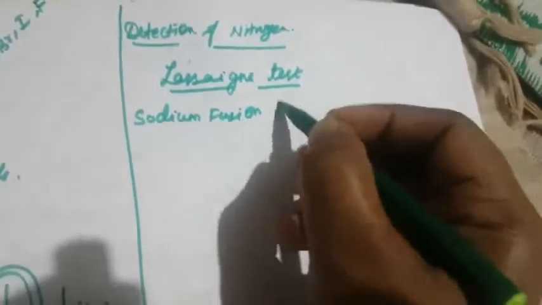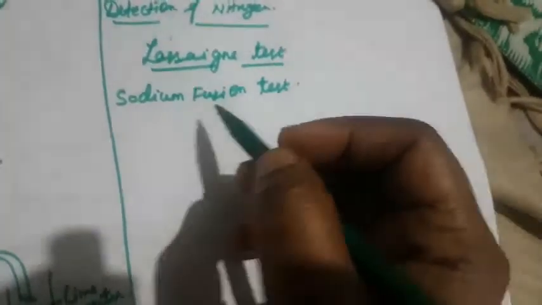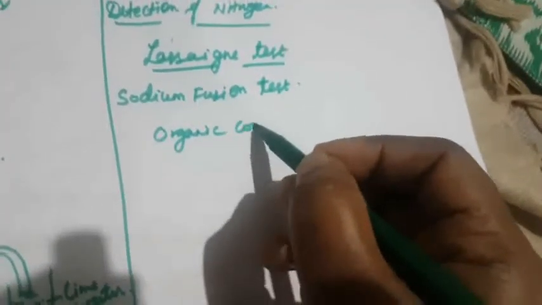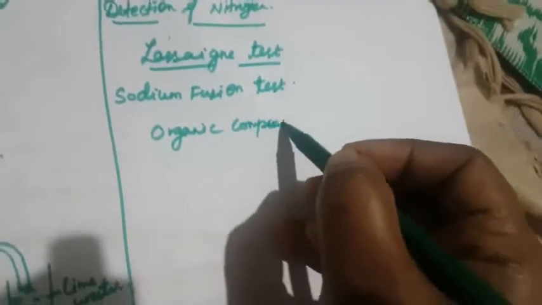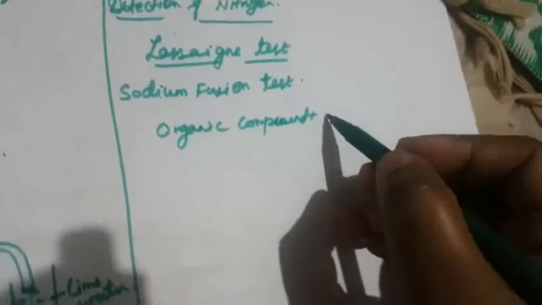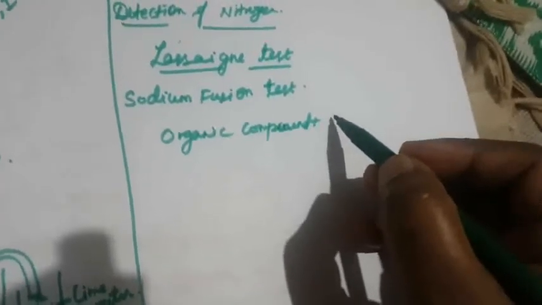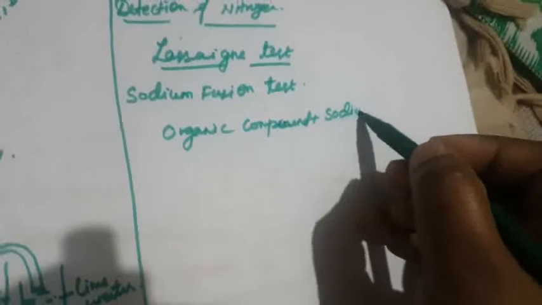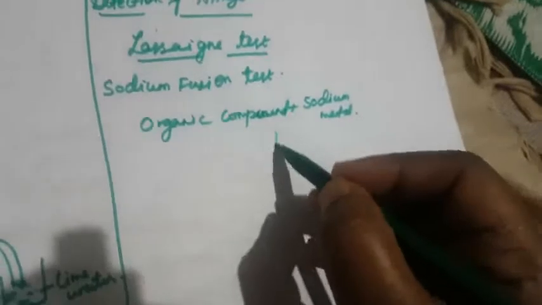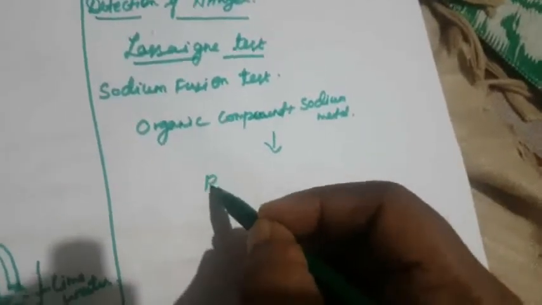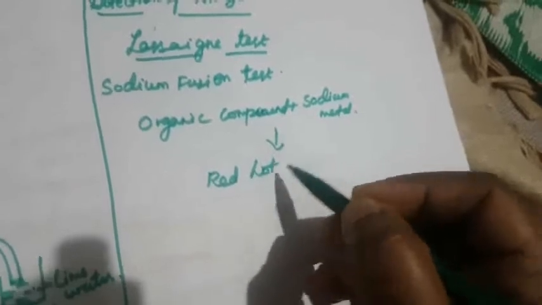The other name of the Lassaigne test is the sodium fusion test. What is the sodium fusion test? We take the organic compound and react it with sodium metal, so sodium metal is added. After that, it is strongly heated until red hot.